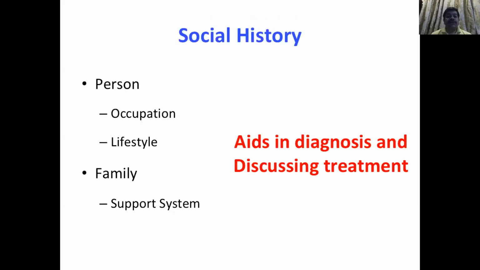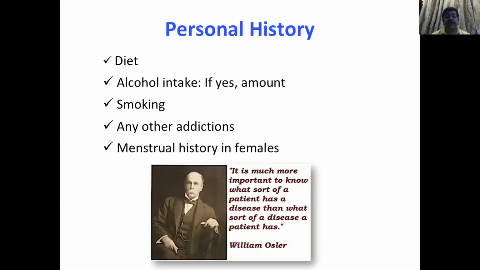Then comes the social history. It has two parts to it, the personal history and the family history. The social history aids you in the diagnosis as well as discussing the treatment with the patient once you have come to a diagnosis. So in the personal history, again, I will take this quote from William Osler.